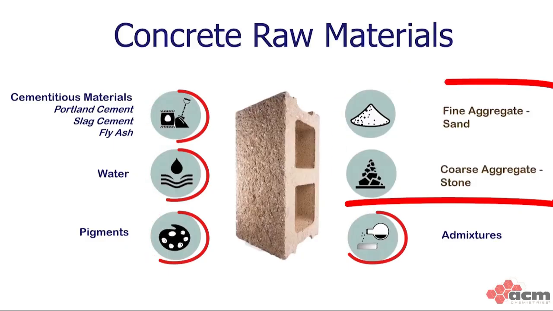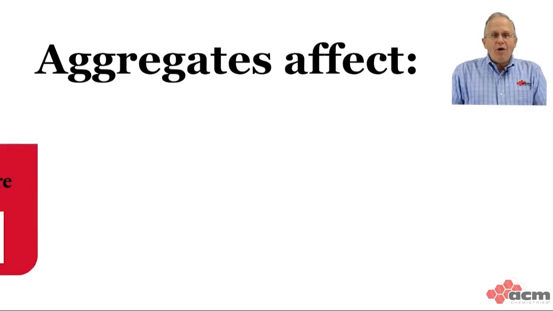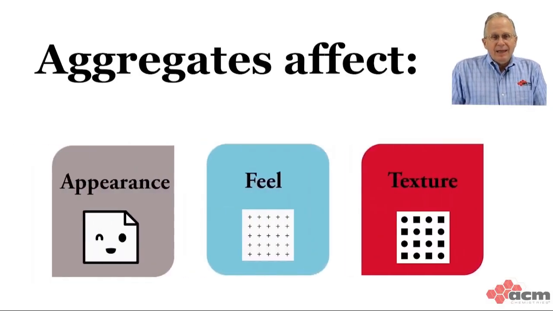So why are aggregates so important? Well, the main reason is that they make up the vast majority of our mix, up to 70 to 80% of our concrete mix by volume. This affects all the properties of the concrete and how it looks, feels, and the texture of the units.